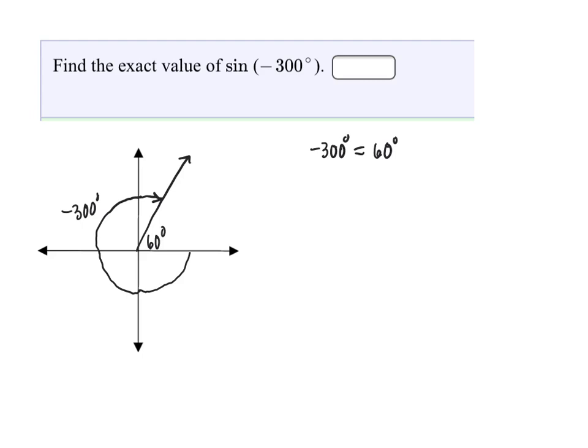Now, to find the sine of negative 300, I use my reference angle. And again, I'm going to drop a perpendicular here. I'm dealing with the 30, 60, 90. Between the 90 and the 30 is the root 3. Between the 60 and the 90 is the 1. And the hypotenuse is 2. All these are positive because I'm in quadrant 1. So the sine of negative 300, based on its reference angle, is opposite over hypotenuse, which is root 3 over 2.